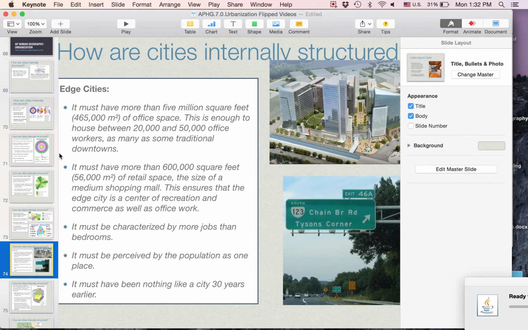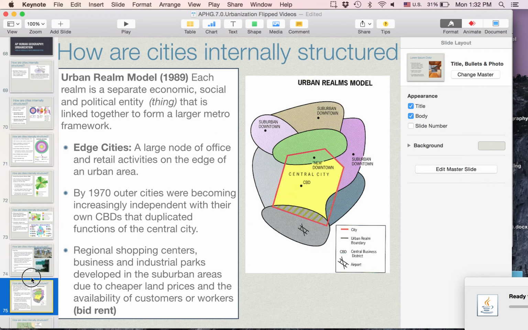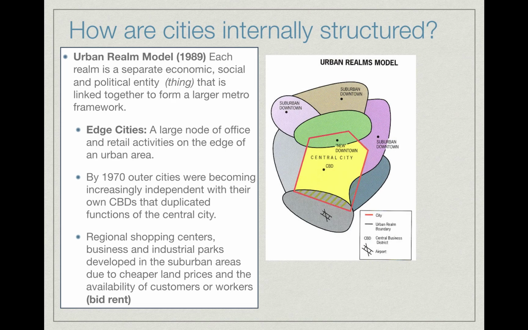Here are two other models that I want to discuss. I'm going to flip up these slides. One of them is called the urban realm model. So you see we have a much more updated, though hardly present, current, but still significantly more up to date than the 1925 concentric zone model. This one is called the urban realm model. I'm going to read it and then I'm going to explain it. Each realm is a separate economic, social, and political entity that is linked together to form a larger metro framework. Now consider this.